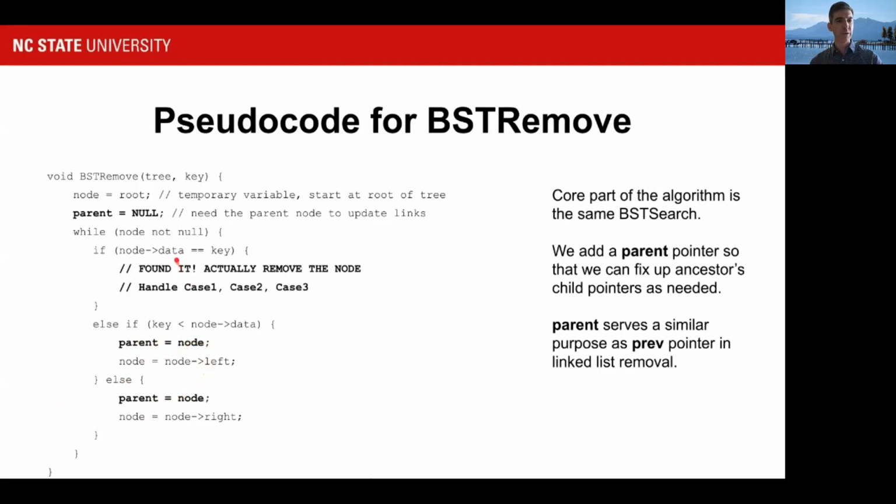Okay, now when I find this node, this is the case where I found the node I want to remove, but I haven't removed it yet. I haven't even started to remove it yet. I've just found it. So this whole piece of code here is just finding the node I want to remove. And then once I find it, I need to figure out, is it case 1, case 2, or case 3, and handle it properly.